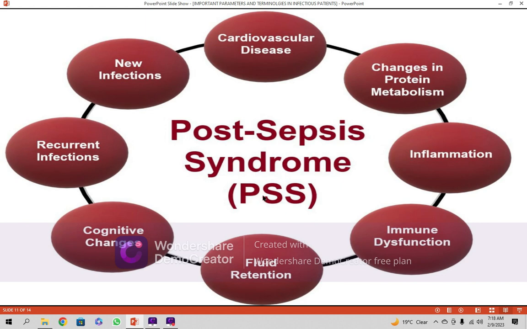Now, post-sepsis, sepsis has been achieved, and you have tried to fight against this. Now, this is the cycle. Every system is not operating. New infections. The sepsis at that time is gone, according to you, but new infection is prone to develop, recurrent infection is prone to develop, cardiovascular disease because it will be caused by direct injury to the myocardium or by an autoimmune mechanism, changes in the protein metabolism, there will be inflammation. There is immune dysfunction.